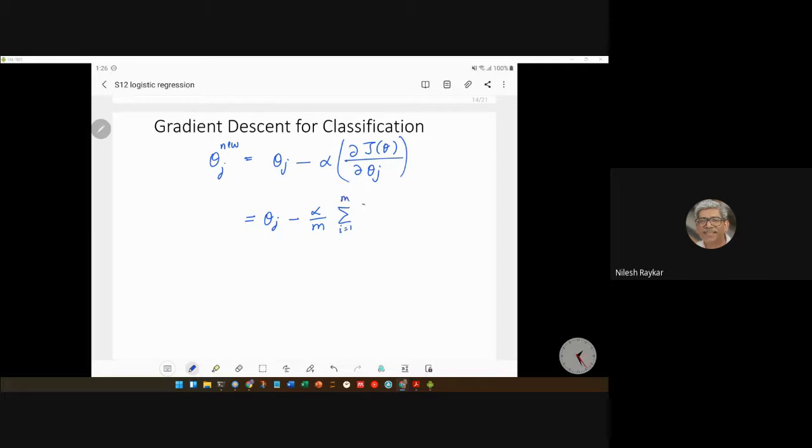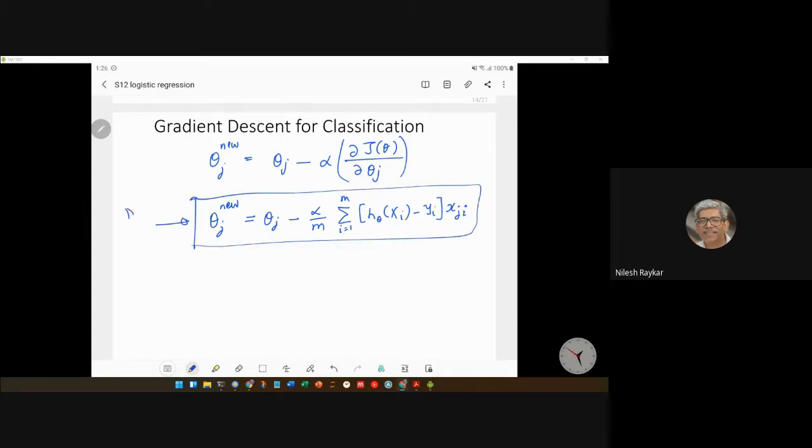Those who are curious can look into the derivation of this, or you can try yourself to derive this particular thing. So in this particular form, the log terms do not appear. So xji. So theta j new is given by this particular equation. So the derivation I'm not covering.